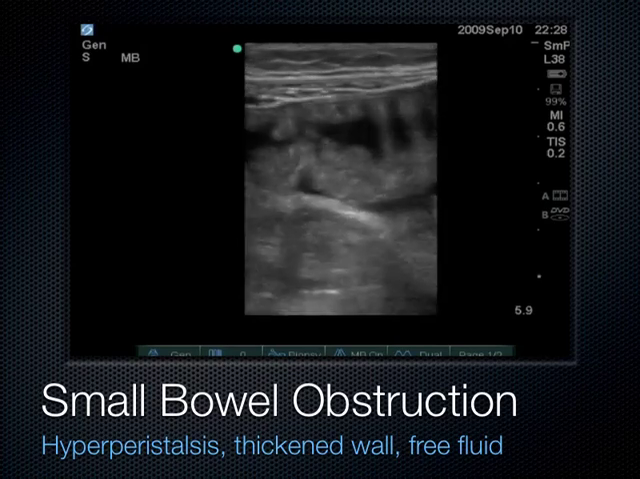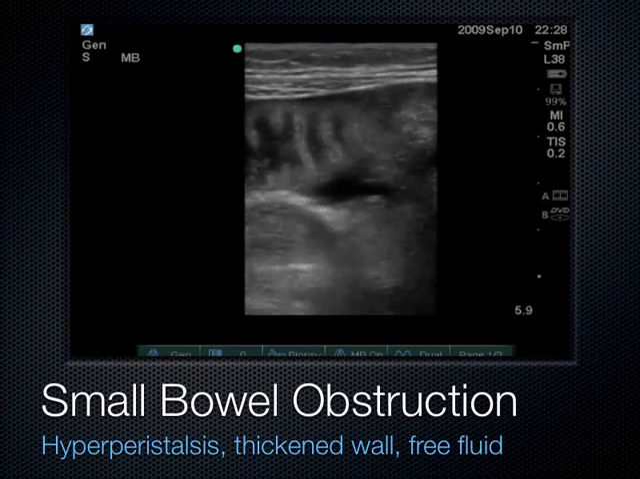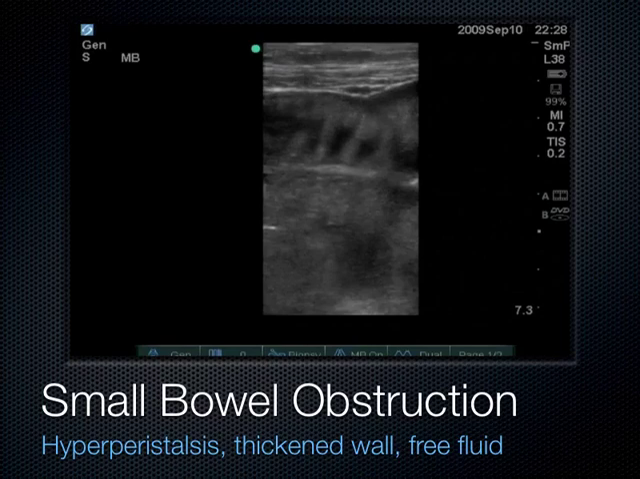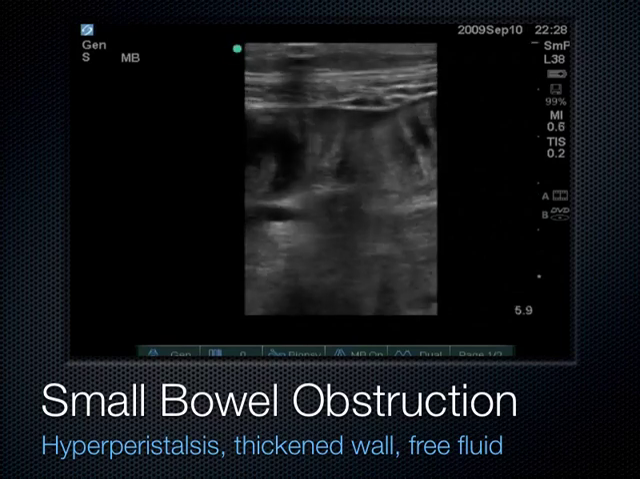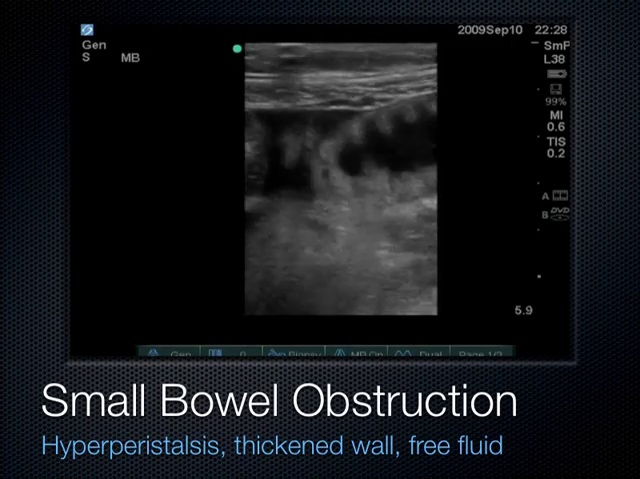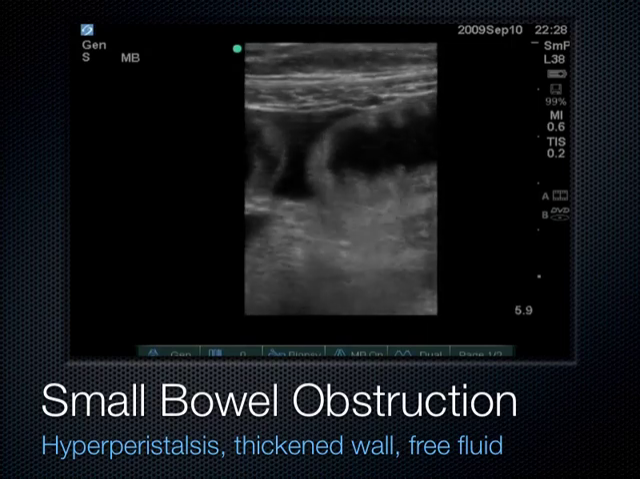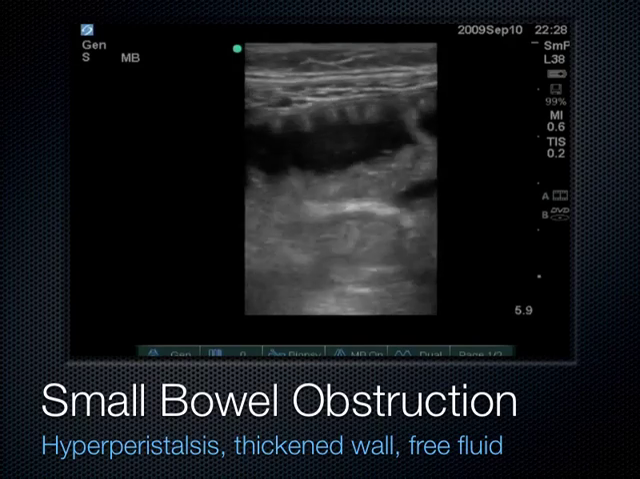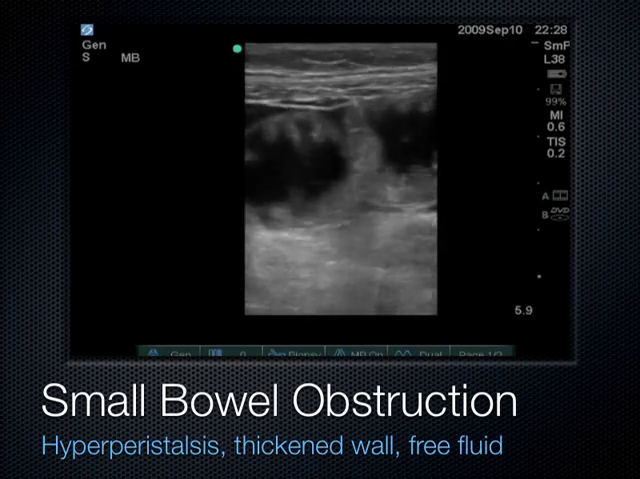The presence of free fluid means we need to go to the operating room now on this patient. Because you can have an early small bowel obstruction, or maybe a narcotic ileus, where the bowel is just kind of slowing down, starting to get a little bit dilated. But when there's actually free fluid, that suggests microperforation, and that this patient needs to go to the operating room.